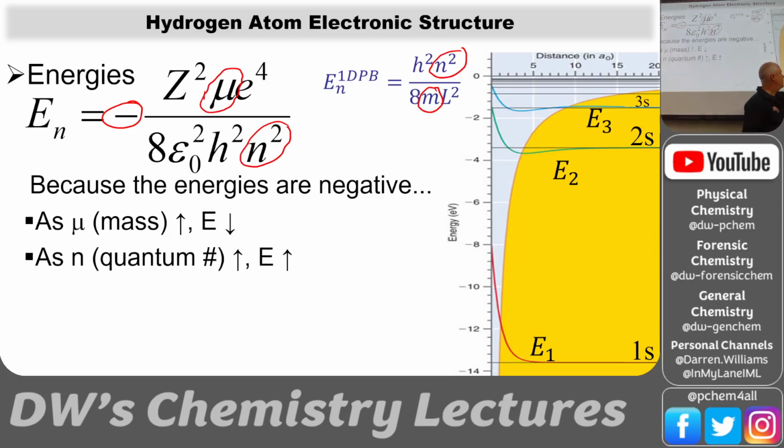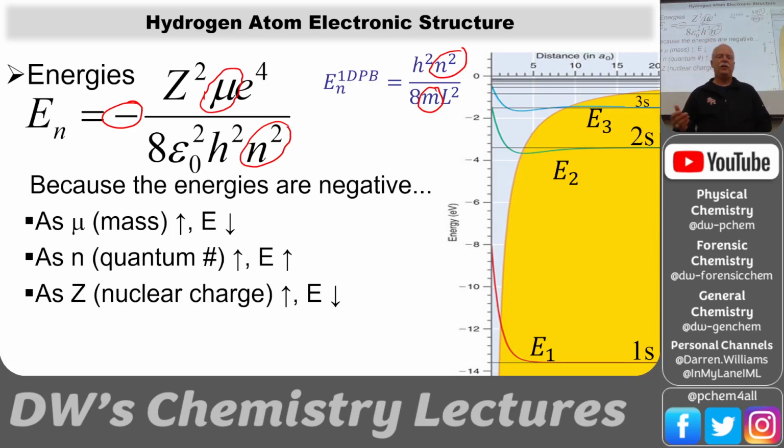This is n equals 1, n equals 2, n equals 3. See, it goes up, and you see it doesn't go up as much, so it's like an inverse relationship to n squared. And then as nuclear charge goes up, the energy goes down. We don't have a corresponding version of nuclear charge in the particle in a 1D box, but we do have that in the hydrogenic energy level.